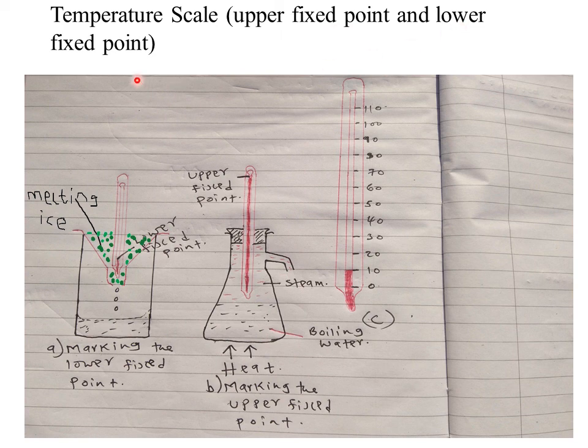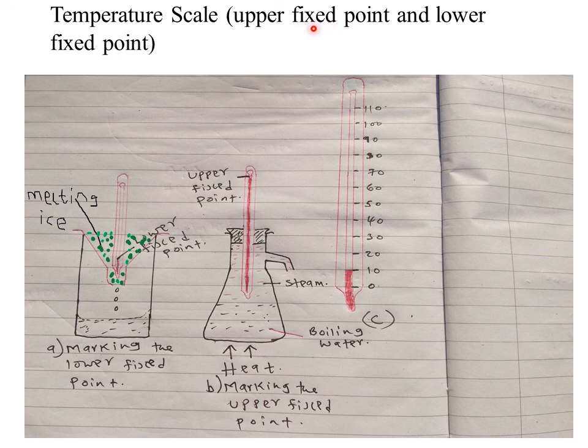Then the lower fixed point is simply the temperature of pure melting ice. Now, there is a question that is usually asked here. When we are determining the upper fixed point, we usually use steam and not water. Why do we use steam and not water when determining the upper fixed point?